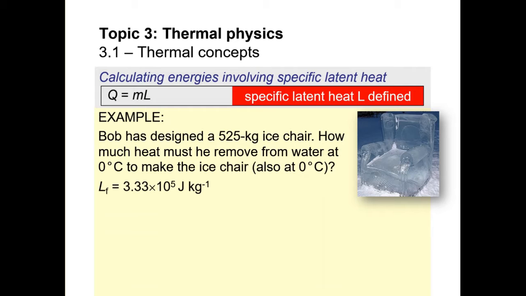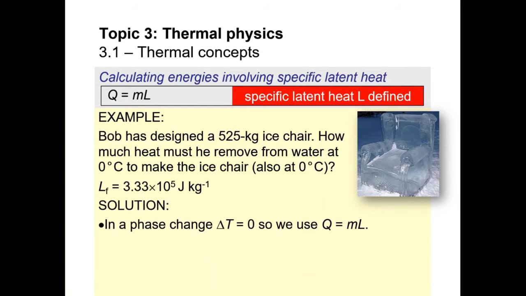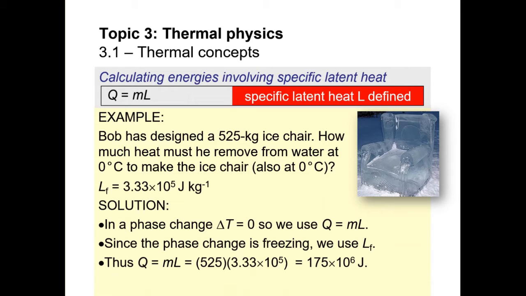In a phase change, delta T equals 0, so we have Q equals mL. Since the phase change is freezing, we use the latent heat of fusion. So we have Q equals mL, mass is 525, and the specific latent heat of fusion is 3.33 times 10 to the 5. We get 175 times 10 to the 6 joule. Bob can now chill in his new chair.